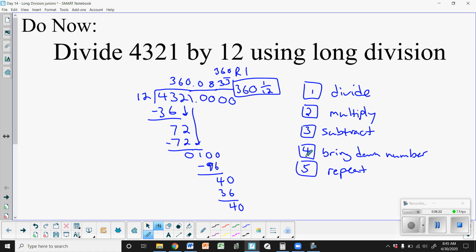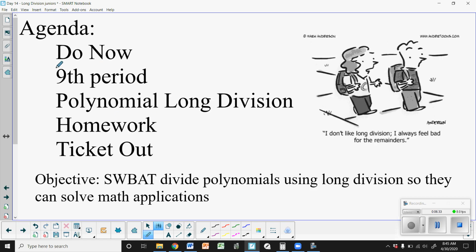So these are our steps. That's a pretty long do now, but notice that we're going to be doing long division. Same steps that we've done before, it just looks different when it's polynomials. So we're going to be looking at polynomial long division, and then we'll have some homework, a ticket out. So students will be able to divide polynomials using long division so they can solve math applications.